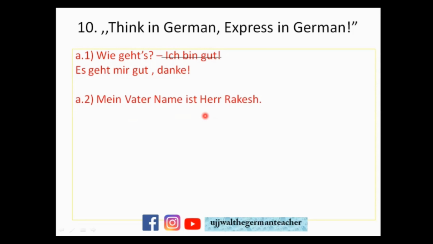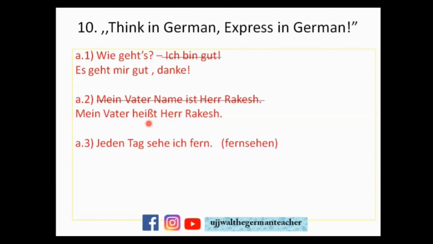This is a very common mistake. So you write like this: "Mein Vatername ist Herr Rakesh." My father's name is Mr. Rakesh. Suppose this is just an example. So what you do is you think in English, so you write the same thing in German. That's wrong. Why? Because in German you have a verb heißen. This is conjugated here. Heißen is a verb, to be called. So use that to tell your father's name, mother's name, or anybody's name, or your university's name, school's name. Use that. There's already a verb. Okay. Do not go for the translations.